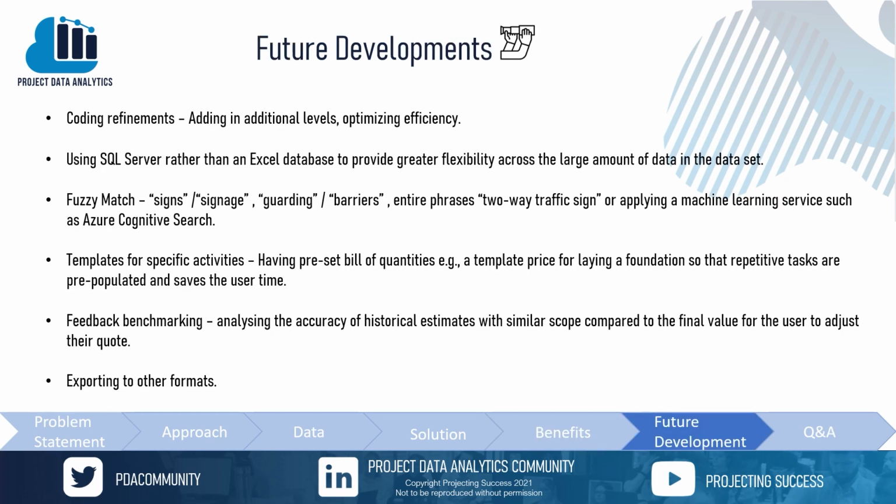Future developments: coding refinements, adding additional levels to optimize searches, using SQL rather than Excel so that the app can handle larger amounts of data, fuzzy match searches to allow searches for phrases rather than specific words which have to match the Spon's descriptions, templates for bill of quants for specific activities such as foundations so that repetitive tasks can be completed quickly and efficiently, feedback benchmarking to analyse historical estimates and final project values to help adjust for future quotes and estimates.